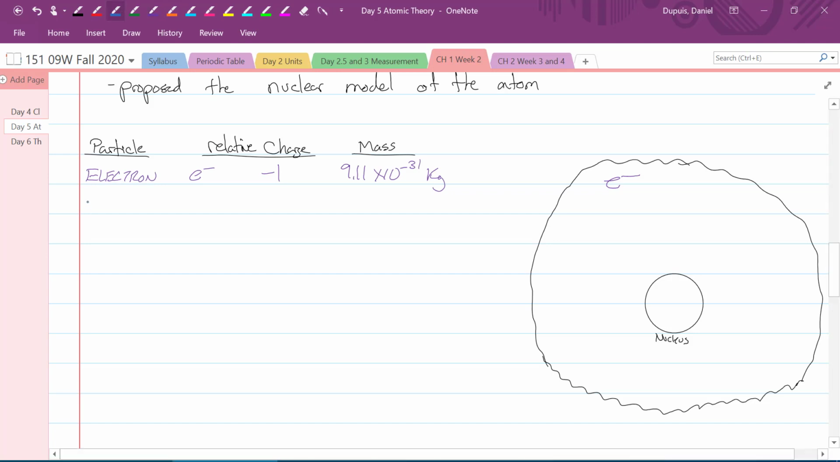The next one discovered was the proton. P plus 1, and that mass is 1.673 times 10 to the negative 27 kilograms, and that's in the nucleus. And the last one is the neutron. And 0, no charge, 1.675 times 10 to negative 27 kilograms. That's also in the nucleus.